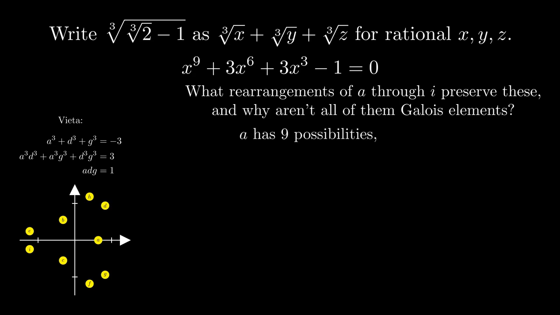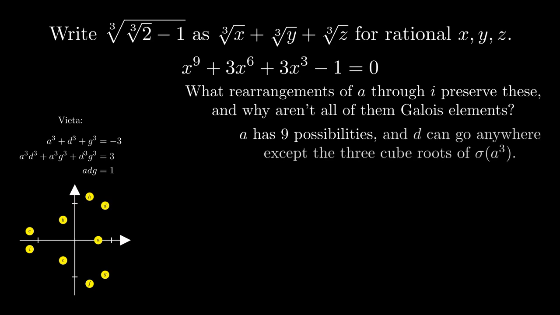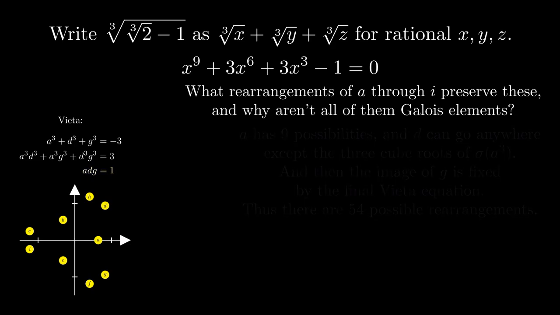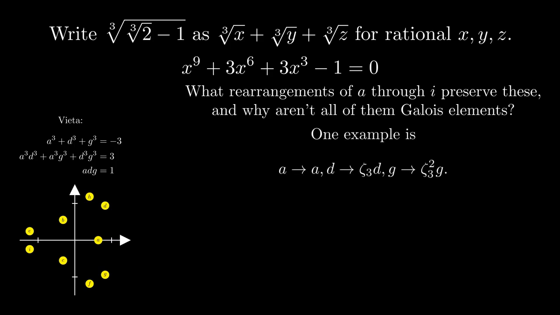A can go to any of the 9 roots, and D has no real restriction except it can't have the same cubed image as A. That's 6 choices, and where G goes is fixed by keeping that final Vieta's equation true, for a total of 54 transformations. One example is A is fixed, D goes to zeta 3 times D, which is E, and G goes to zeta 3 squared times G, or I.